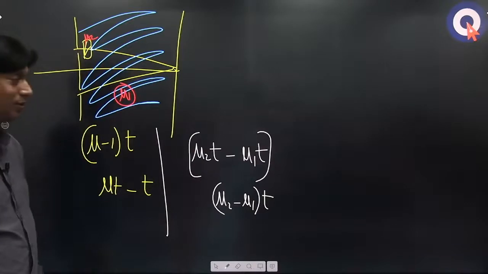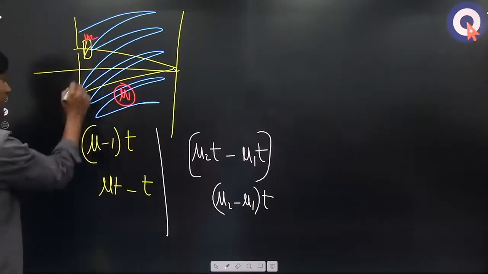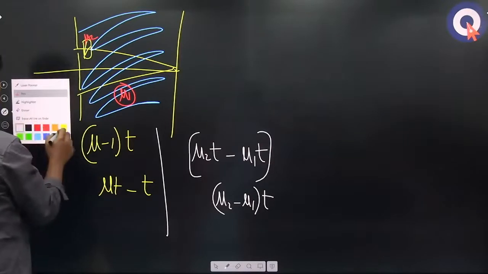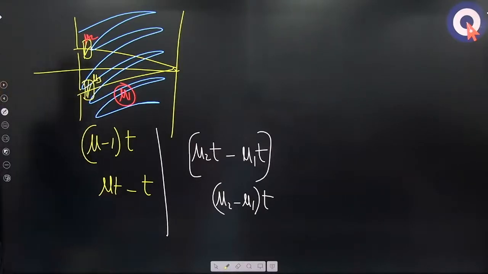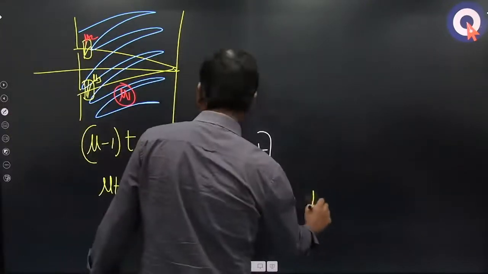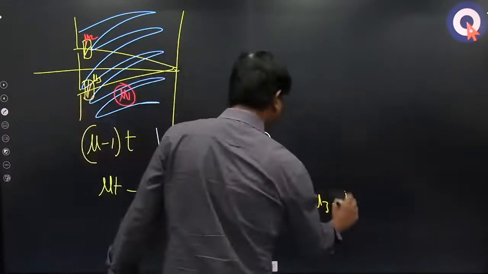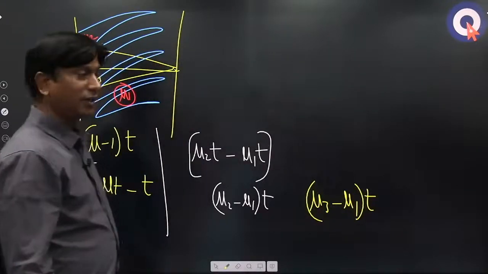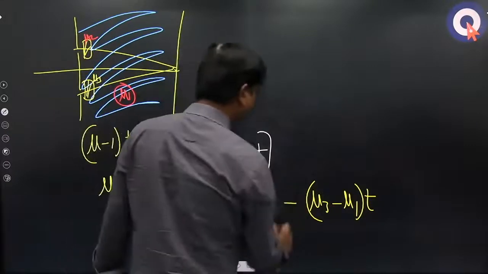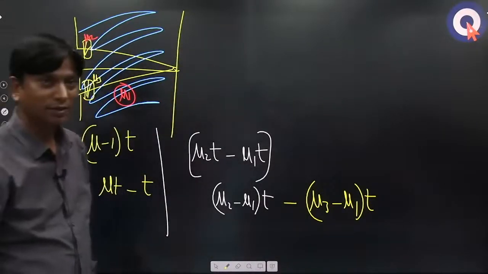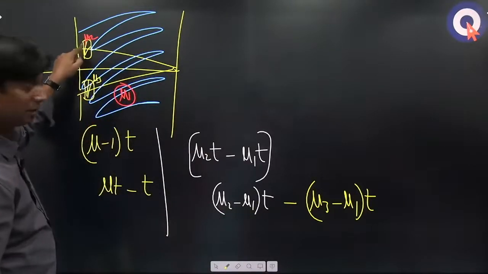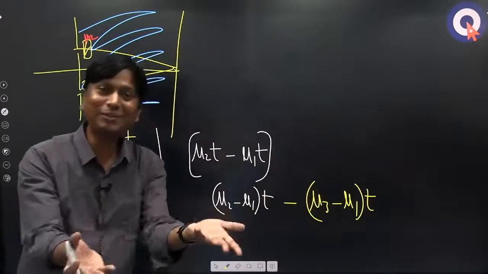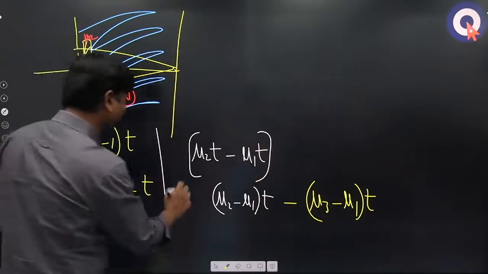Correct or not? So similarly for the lower one also. Suppose you take the lower one also, some nu 3. Then for this also you will write the same expression. Which expression? Nu 3 minus nu 1 into t. Both you have to subtract, right or not? So if this was not there, only between these two you will get this much. This was there and this was not there, only between these two you will get this one. Both of them are there, yes, this will be the net path difference.